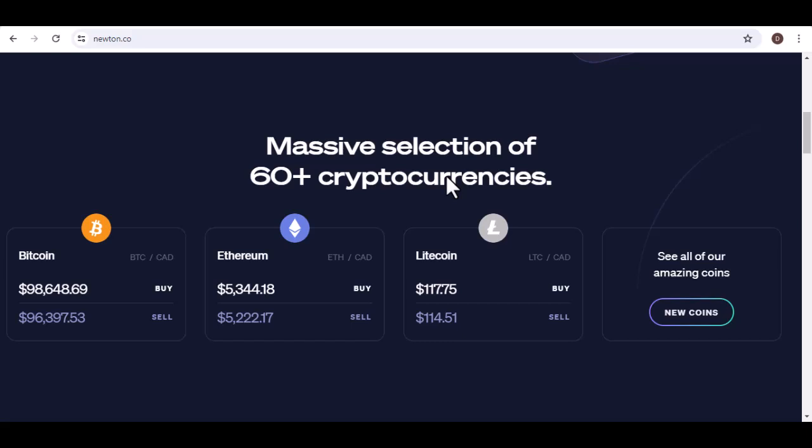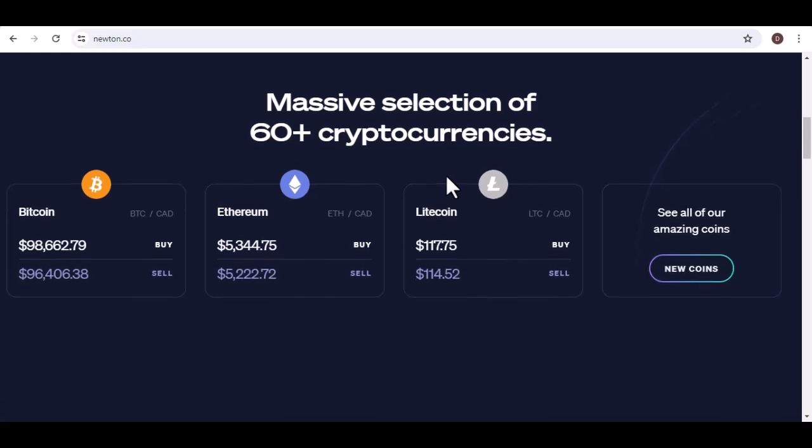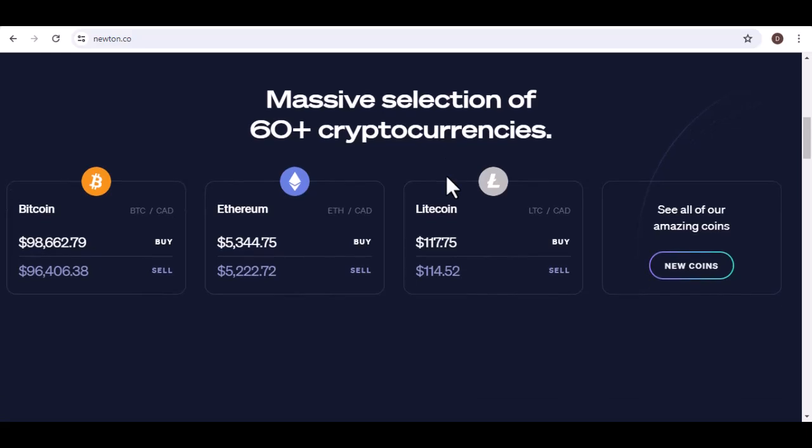Security best practices. Now, let's talk about security. The crypto world can be exciting, but it's also essential to protect your funds. Here are some tips. Strong password. Create a complex password that combines upper and lowercase letters, numbers, and symbols. Enable two-factor authentication, 2FA. This adds an extra layer of security by requiring a code from your phone in addition to your password.